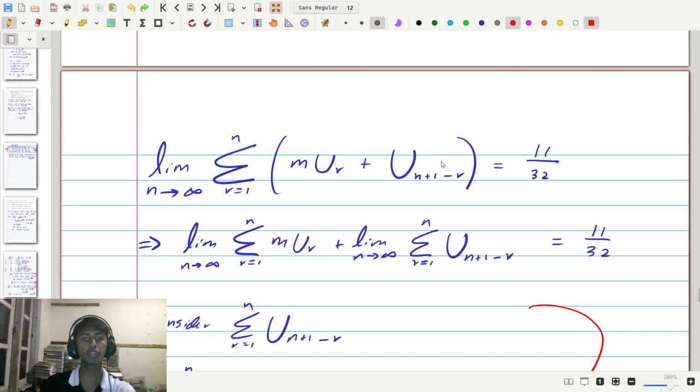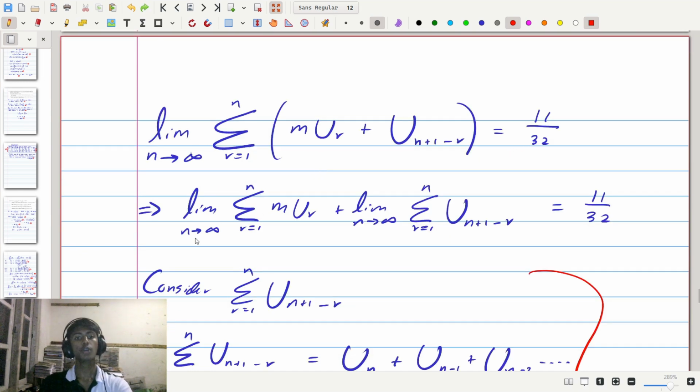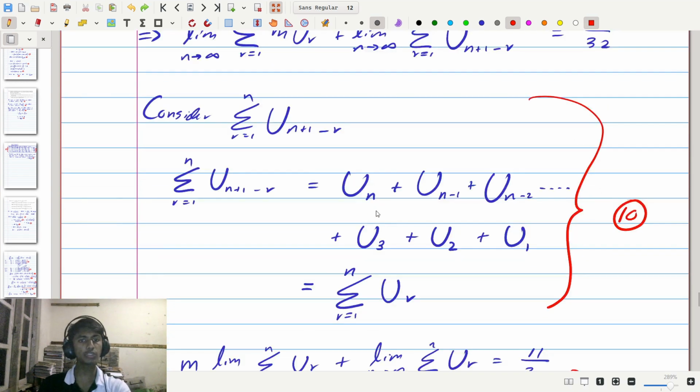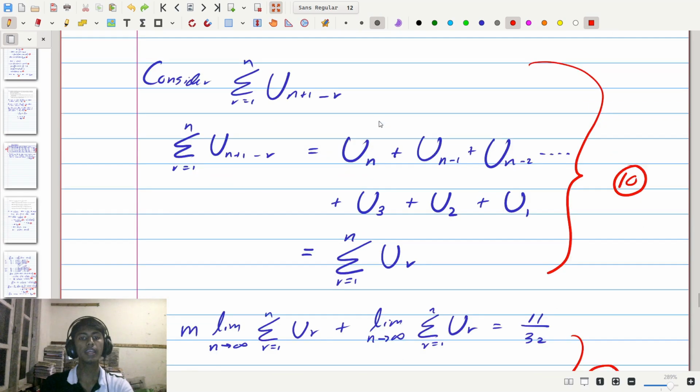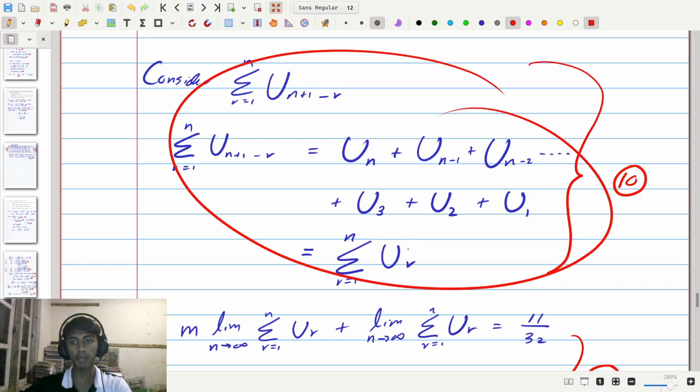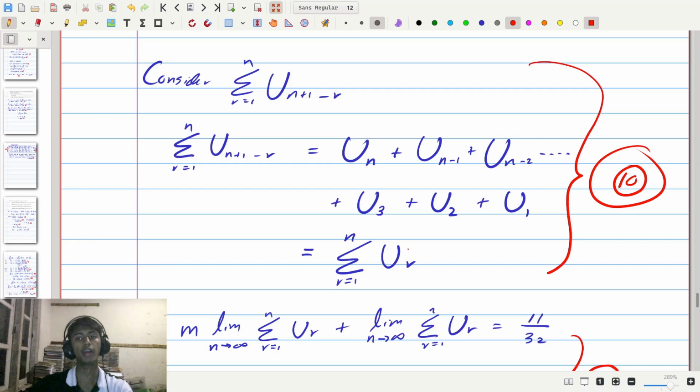Now after this, for the next part of the question where you have to find m, when you write out this expression, do some simplifications, and then you simplify the sum from r equals 1 up to n of u of n plus 1 minus r into the sum from r equals 1 up to n of u of r, which is a crucial step in this calculation that we have here. For that, you get a total of 10 marks for the logical step that you have.